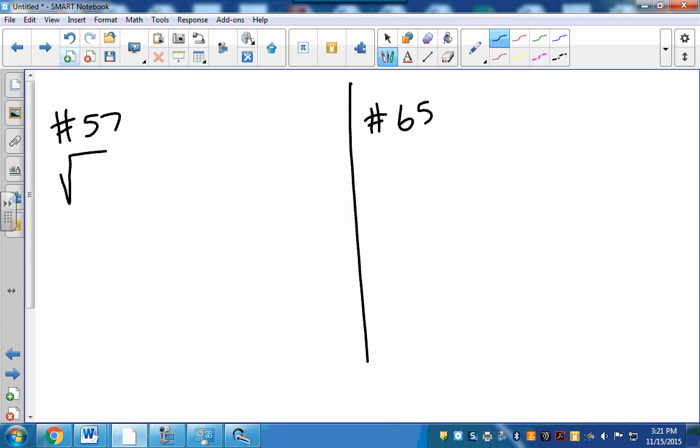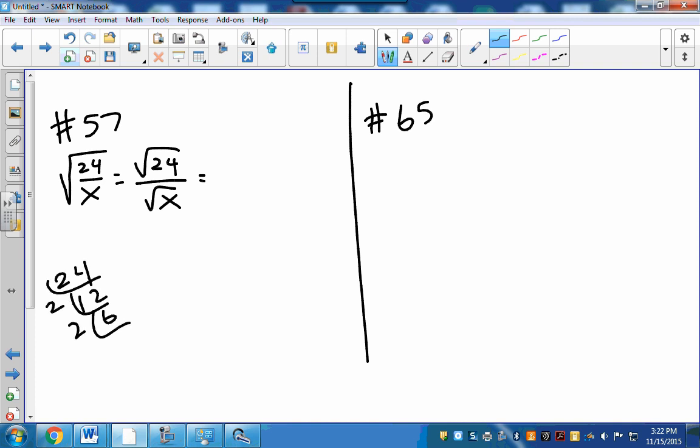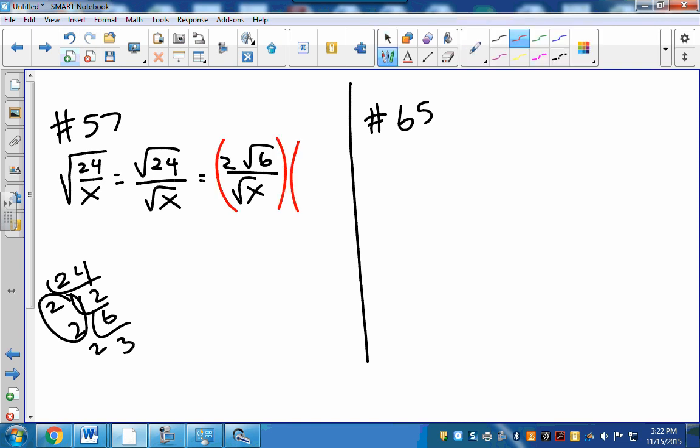57, square root 24 over x, root 24 over root x. 24 we could break up. 2 goes into 12, 2 goes into 6, 2 goes into 3. There's a pair of 2s. So 2 square root of 6. On the bottom, we simply have the square root of x. The directions did say to rationalize. So we'll multiply by 1 in the form of root x over root x, and we get 2 root 6x over x. Done. Number 65, almost just as fast.